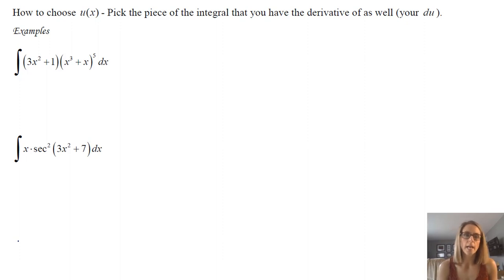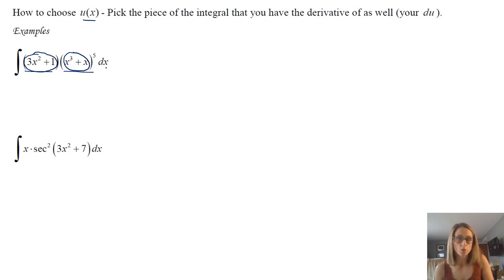So a big question is often how to choose u of x. I've already mentioned this. You want to pick the part of the integral that you have the derivative of. That is your u. If you look at this example, we have this piece and we have this piece, and you'll notice that one piece is the derivative of the other piece, not the whole thing. So you see x cubed plus x to the fifth. Well, you know the derivative of that is 5 times that thing to the fourth power times the derivative of the inside. So we're not talking about the whole thing to the fifth. But we do know that this piece specifically has a derivative that is this piece specifically.